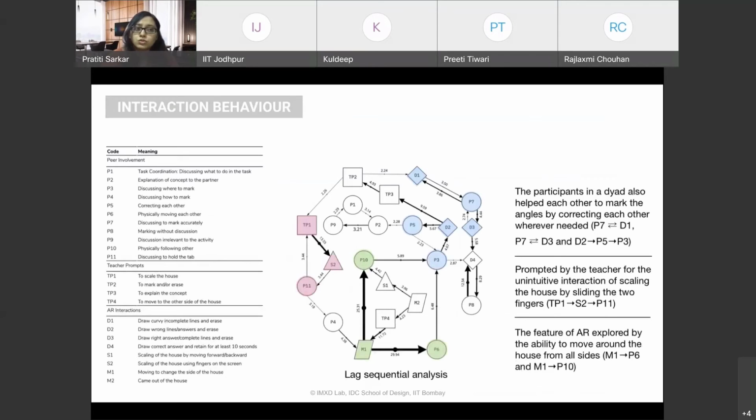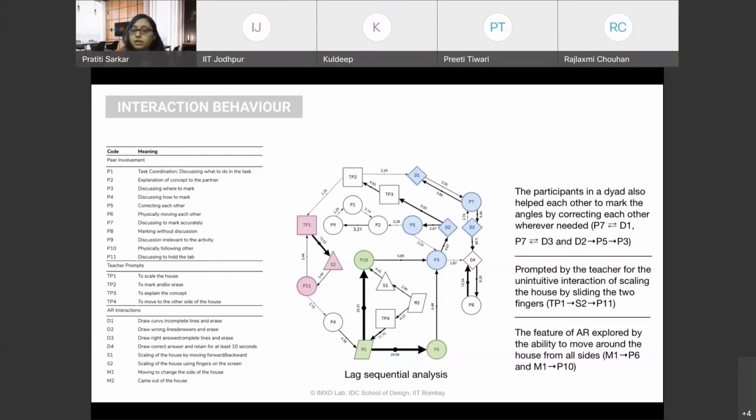We also tried to understand the interaction behavior of the students, for which we did a lag sequential analysis, in which we first defined a few codes to see how peer involvement, teacher prompts, and AR interactions played a role in the entire learning process. So we watched all the videos of the dyads in the second study, and we tried to observe the pattern throughout.